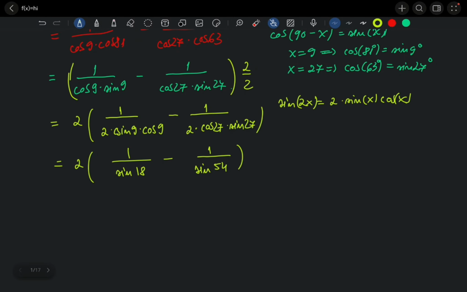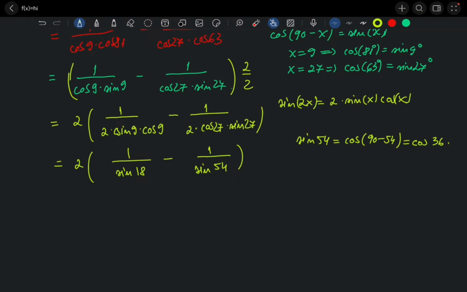Now, sine of 54, by using the complementary angles identity we discussed, is equal to cosine of 90 minus 54, which will be equal to cosine of 36. And you may ask yourselves, why do we use cosine of 36 instead of sine of 54?